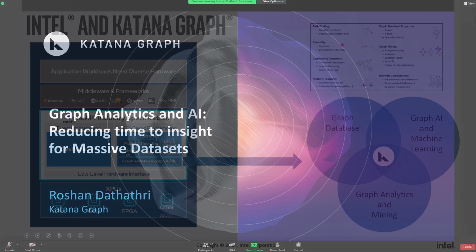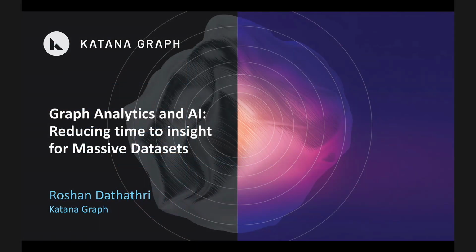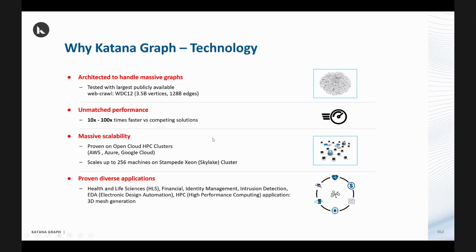Thanks, Ramesh. I'm Roshan. I'm a co-founder and one of the architects of Katana Graph. And today I'll present how, in collaboration with Intel, we are building a software stack for graph analytics and graph AI. So first, let me say what is novel, or what does Katana Graph bring to the technology space. So Katana Graph is architected to handle massive data sets. So we have tested very large data sets with a lot of customers, and we have also tested with the largest publicly available data set, which is a web crawl with 128 billion edges.